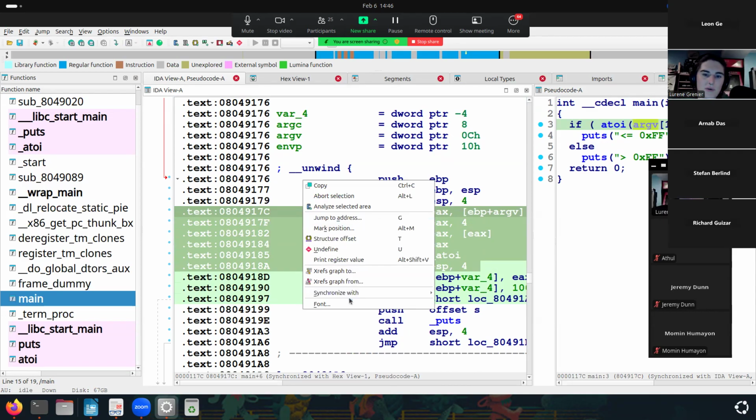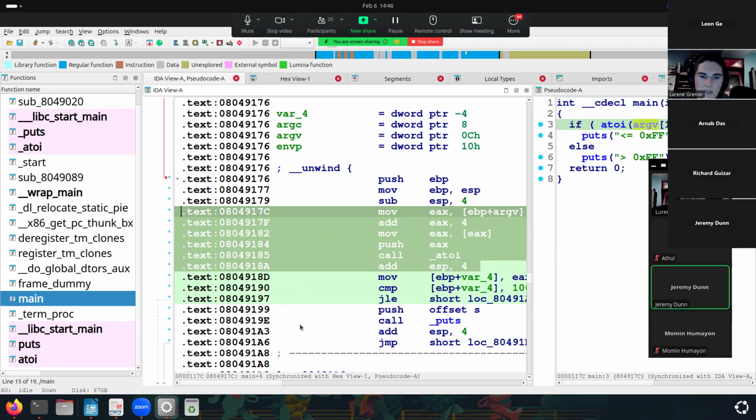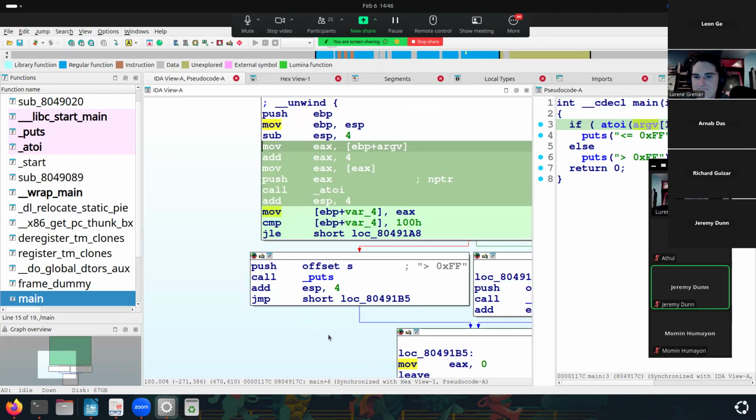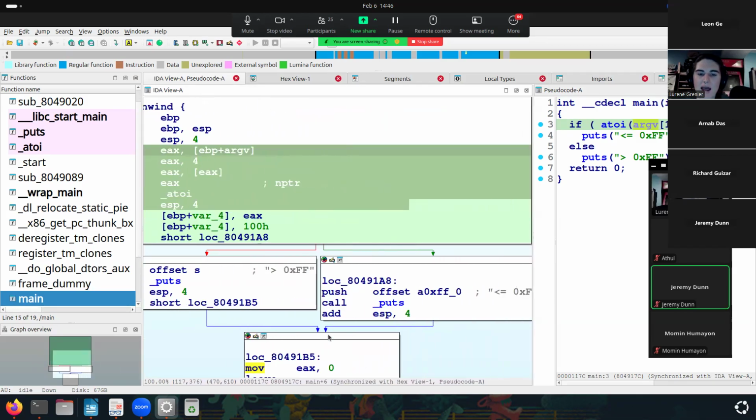Let's go back to graph view for a second, if I can. No, that's not it. Where is it? Doesn't it just turn on if you hit space? Is it? Yep, you're right. Thank you. Excellent.